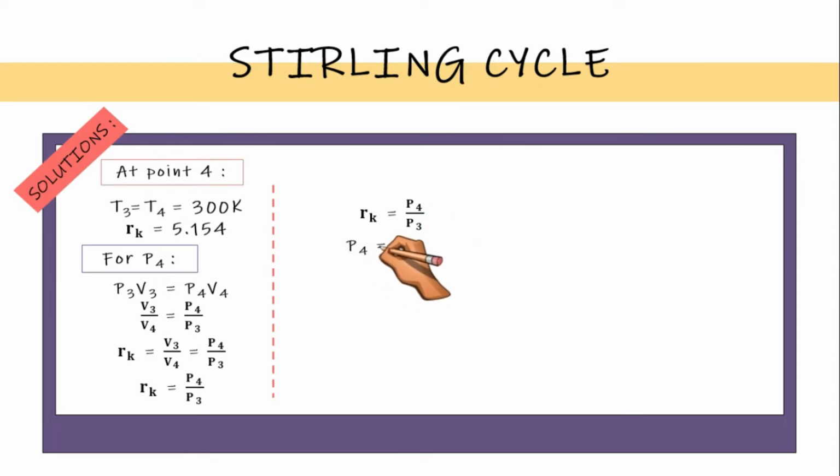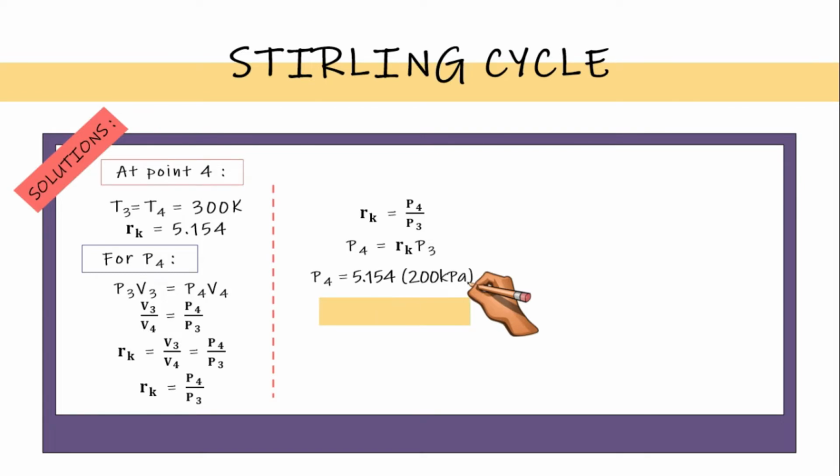Then, substitute or arrange the equation. P4 is equal to RK times P3. Substitute the terms. P4 is equal to 5.154 times quantity 200 kilopascal. Now, P4 is equal to 1030.8 kilopascal. Now, we have T4 and P4. The missing now is V4.